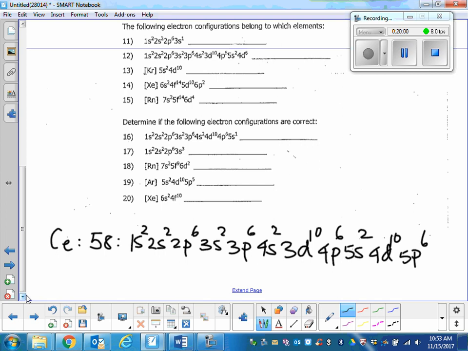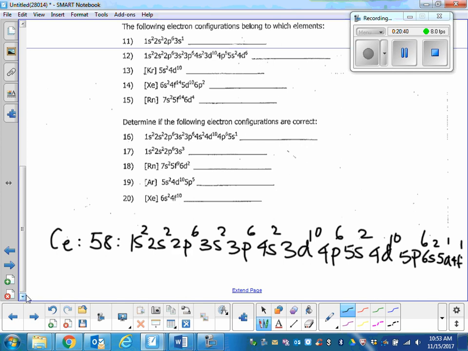Are you with me? I completed all the way to 5p6. Now I am doing 55 and 56, which is 6s2. What is lanthanum? 57. Are you with me? So you will do 6s 5d1. Is lanthanum number 57? And there's only one. So it's 5d1. Jump down to cerium, it's 4f1. Does it make sense?